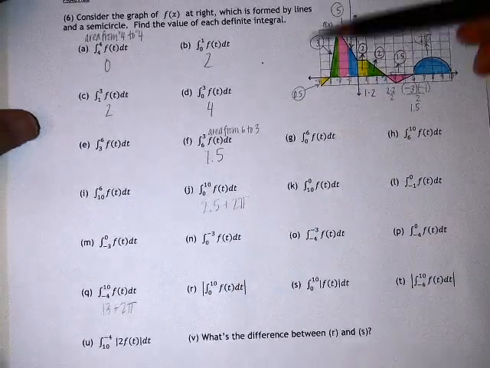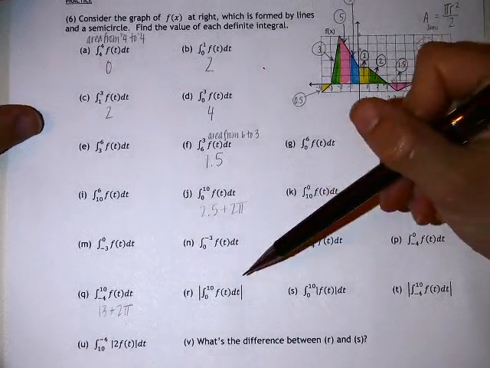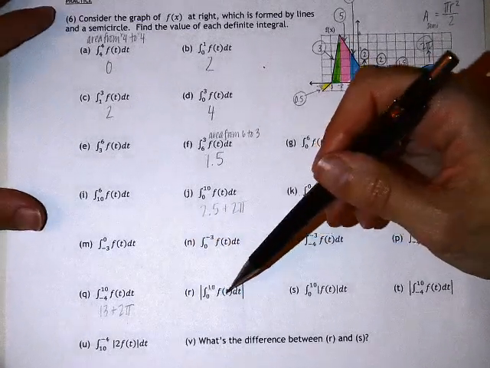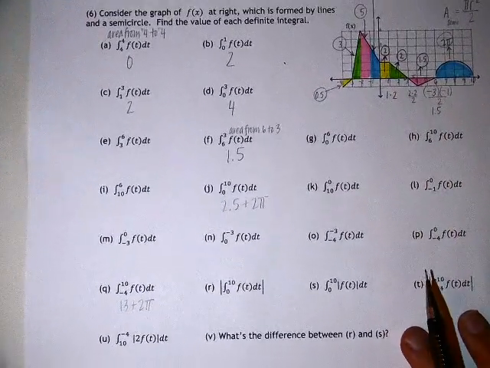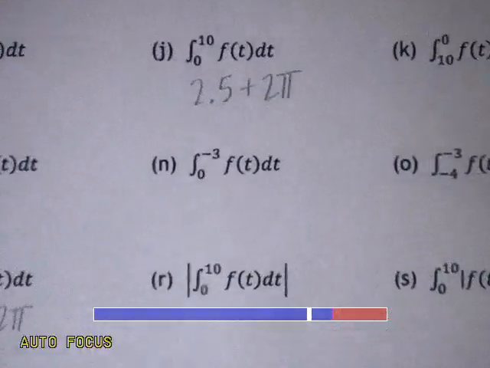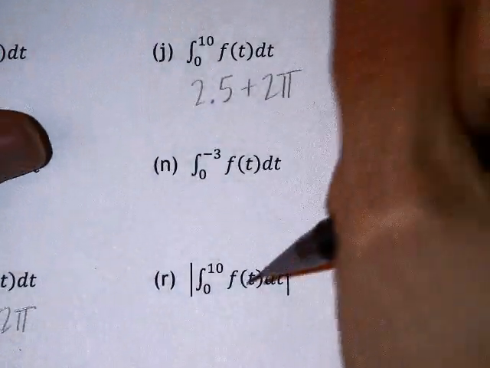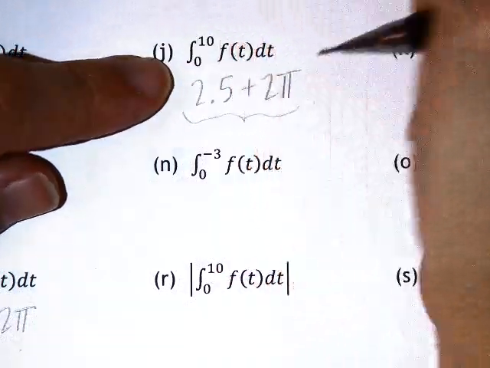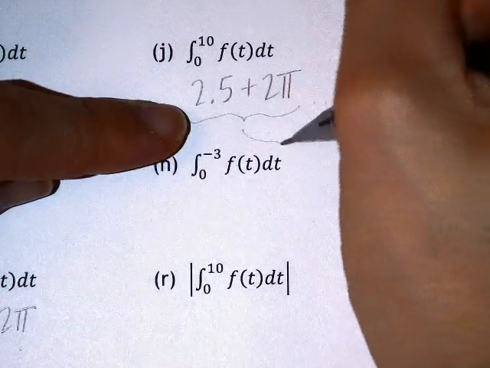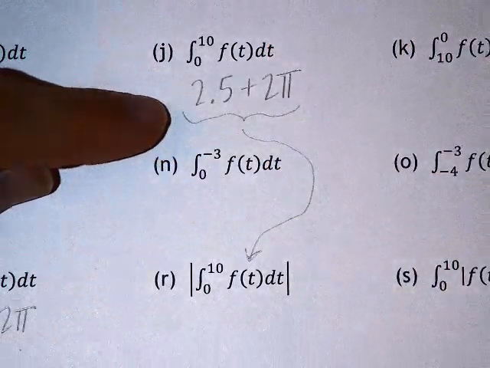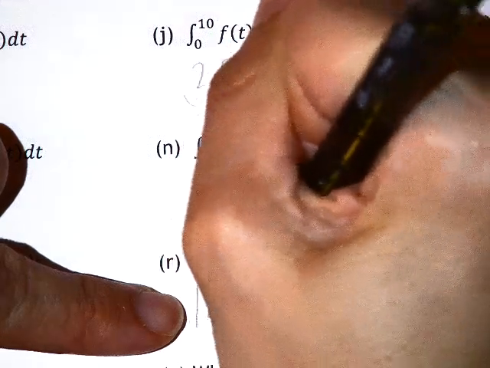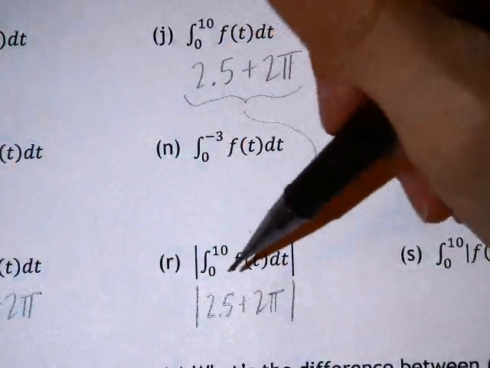Now in letter R, I'm not sure if I need to go back and do the entire problem again. What I want to think about is the fact that the absolute value is surrounding the integral itself. And by substitution, I'm thinking I can do something kind of clever here. I already know that the integral from 0 to 10 of f of t dt, that entire expression, is equivalent to 2.5 plus 2 pi. So I can take that expression and by substitution replace it inside of the absolute value sign. So 2.5 plus 2 pi instead of the integral symbol.